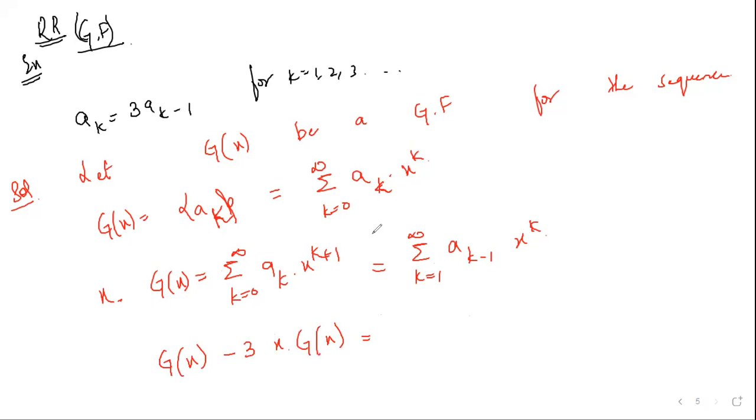Now what is here g of x? G of x is the sum over k is equal to 0 to infinity of ak into x power k, minus, then again the sum over k is equal to 0 to infinity, what is x into g of x? It is 1. So minus 3 into the sum over k is equal to 1 to infinity of ak minus 1 into x power k.